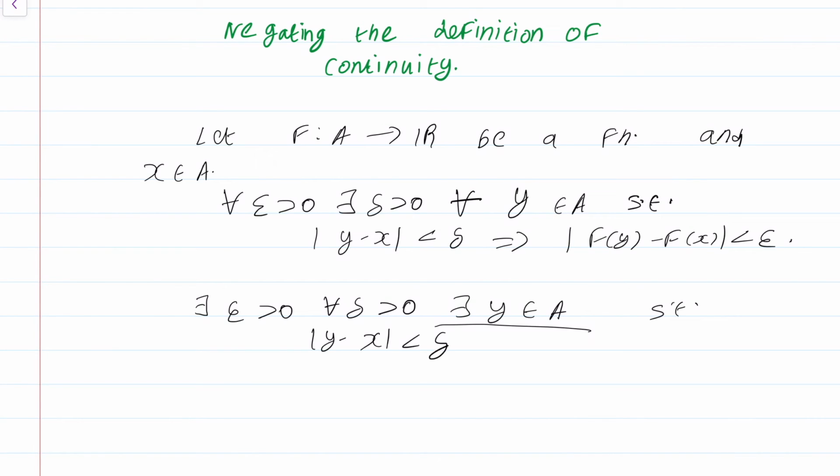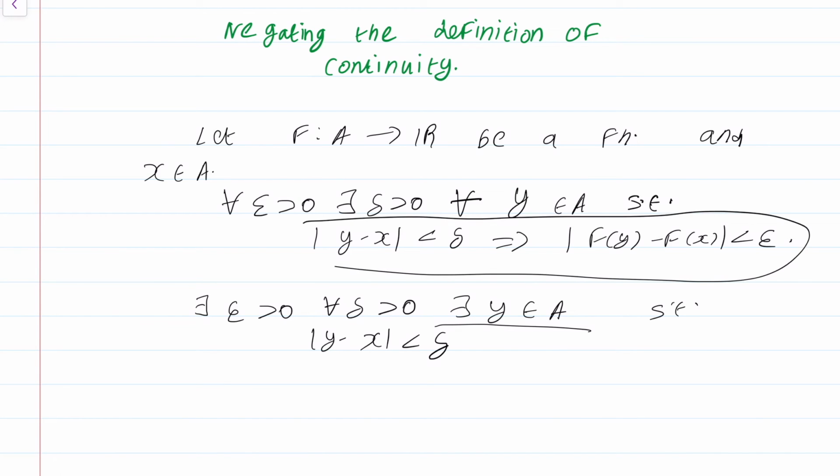So how do you negate an implication? Well, the antecedent should be true, but the consequent should be false, such that mod y minus x less than delta and mod f(y) minus f(x) is greater than or equal to epsilon.